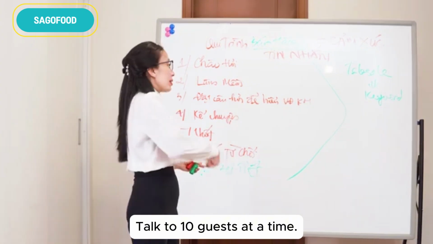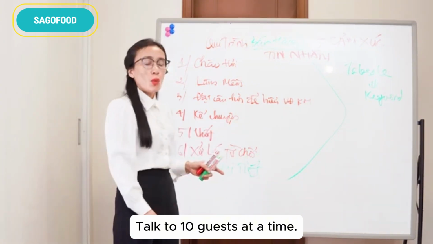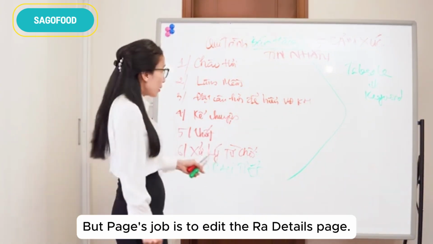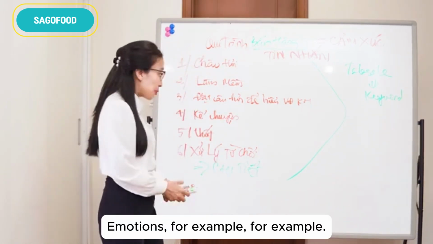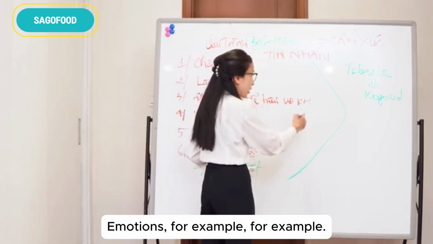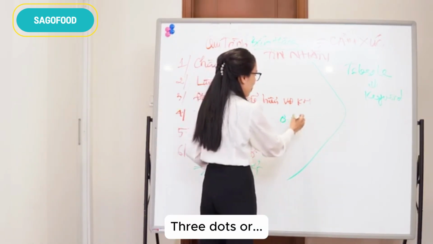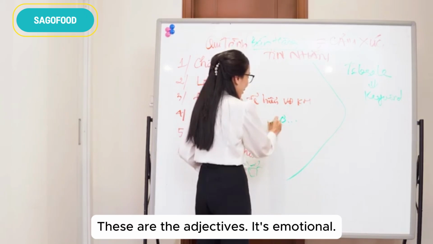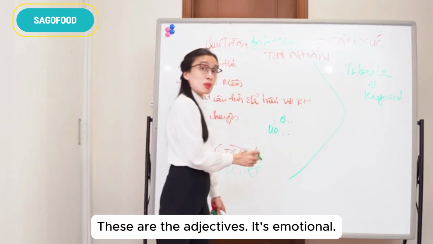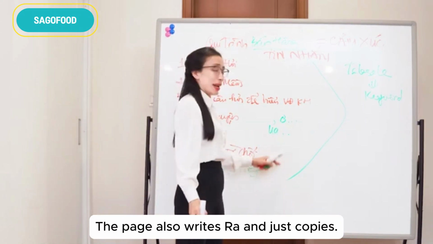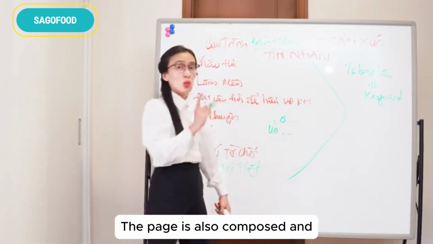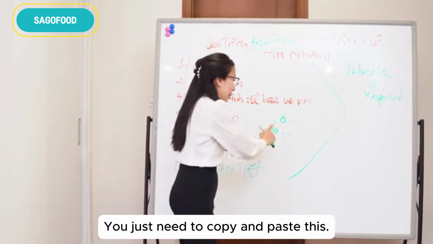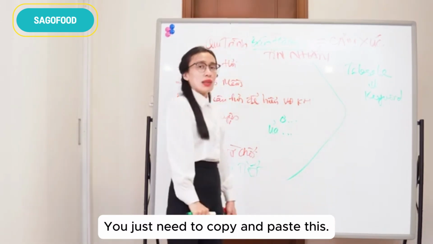Talk to 10 guests at a time, 20 guests at a time, but the page's job is to edit the raw details. Even the emotions, for example 3 dots or these adjectives, it's emotional. The page also writes them raw and you just copy, even dots like this. The page is also composed and you just need to copy and paste this.